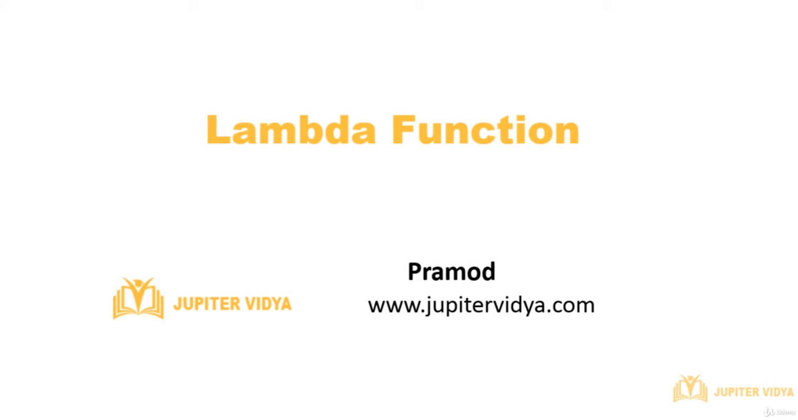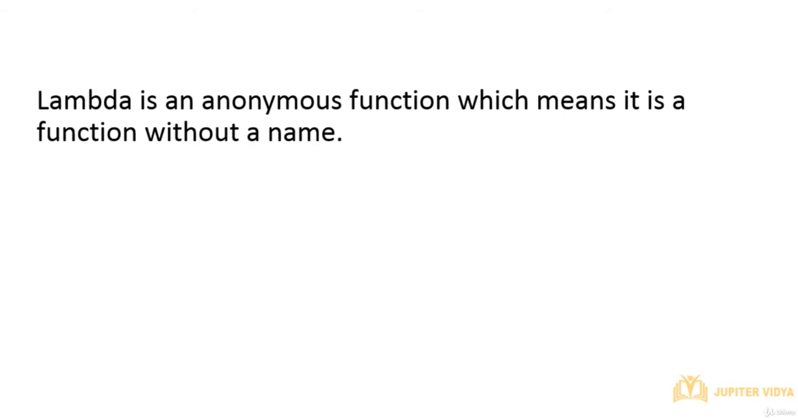Hello everyone, in this lecture we will learn about Lambda function. Lambda is an anonymous function, which means it is a function without a name. It is very useful, it's just an expression, so we can use it with other functions. Functions can be created with the help of the definition keyword def or with the help of lambda.